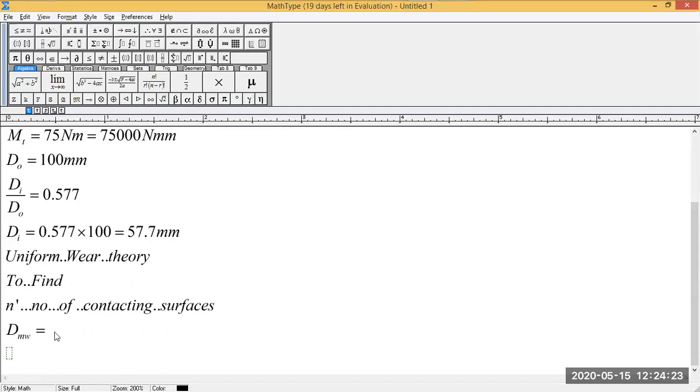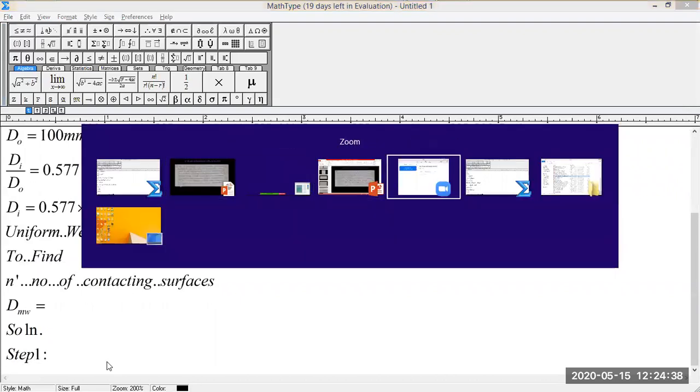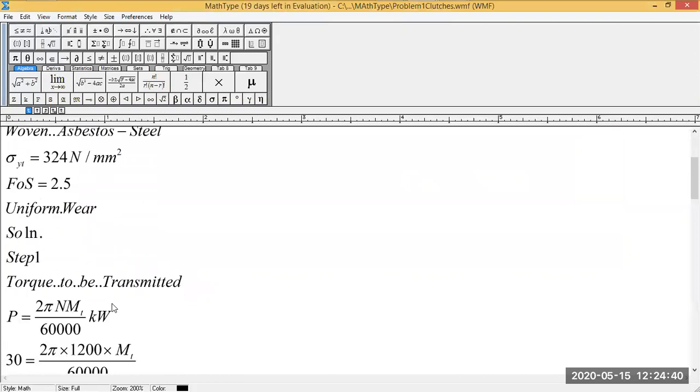Okay, for this problem, this is the second numerical. So we'll start off. Now the question is done, so the solution. The first step. Step one is, I'll go back to the previous problem.